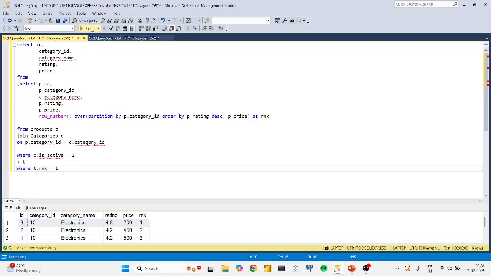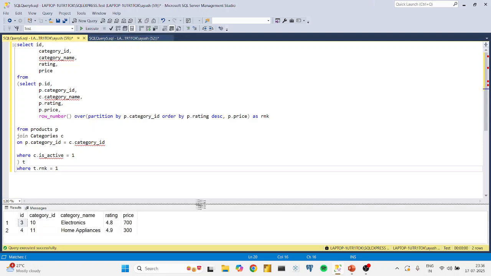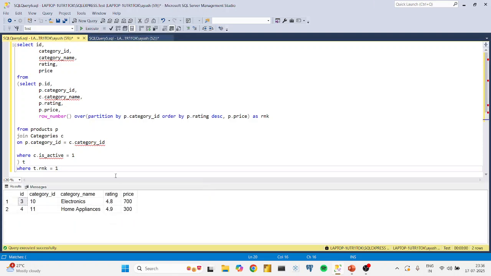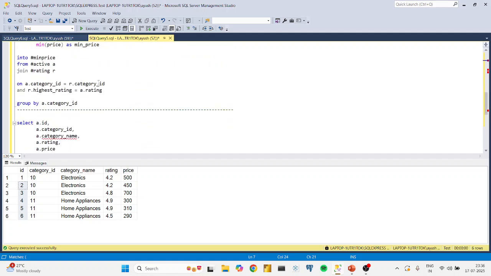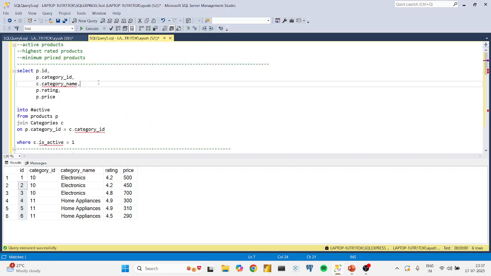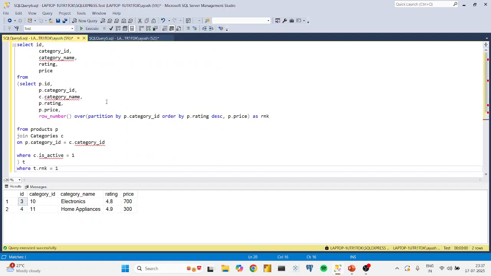Let's run it, and here you go, we have the result again. In my opinion this is a lot cleaner, more readable, and easier to write and understand than all these temporary tables that we have created. Even if you do it with a common table expression, you'll have to create those. So go ahead and write your own solution, your own approach, in the comments, and let me know how you would approach this problem.